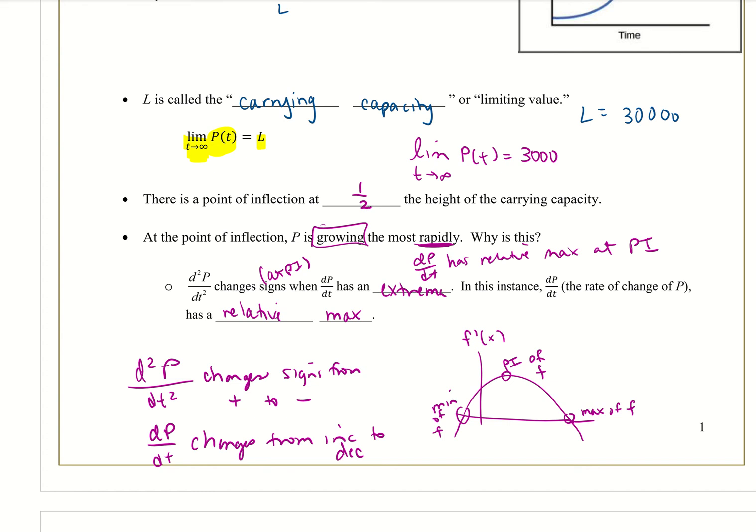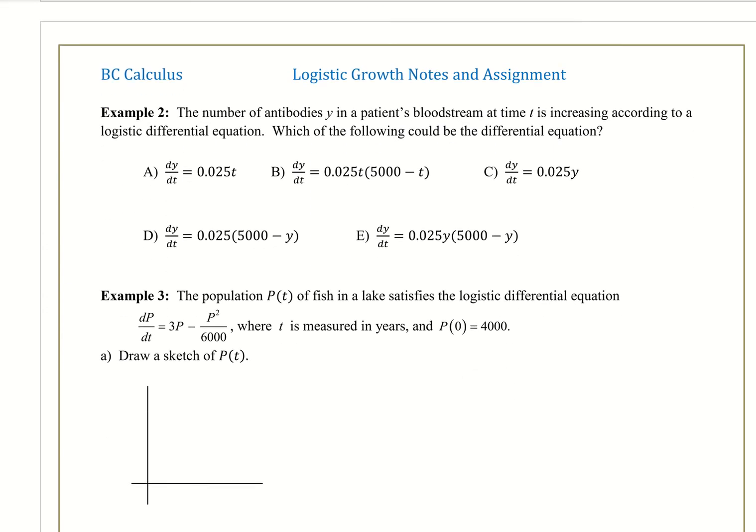Well, let's take a look at example 2. Let's say the number of antibodies, which we're going to call y, that's the output, in a patient's bloodstream at time t, that's our input, is increasing according to a logistic differential equation. Which of the following could be the differential equation? Now, we don't know the numbers, but which of these is in the form of a logistic differential equation?